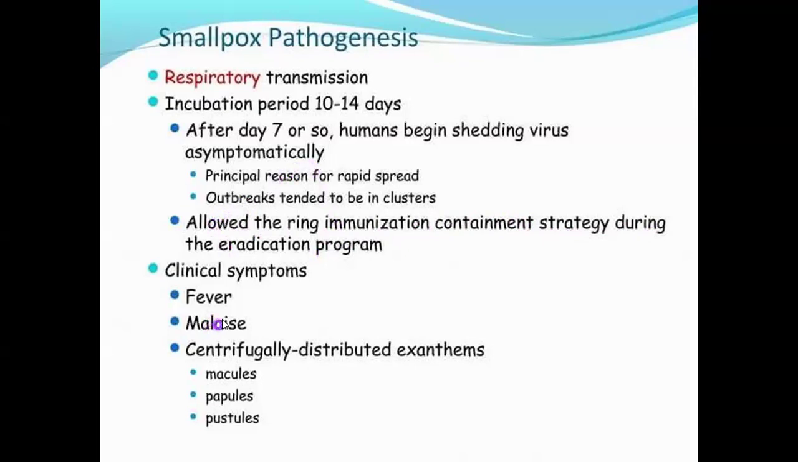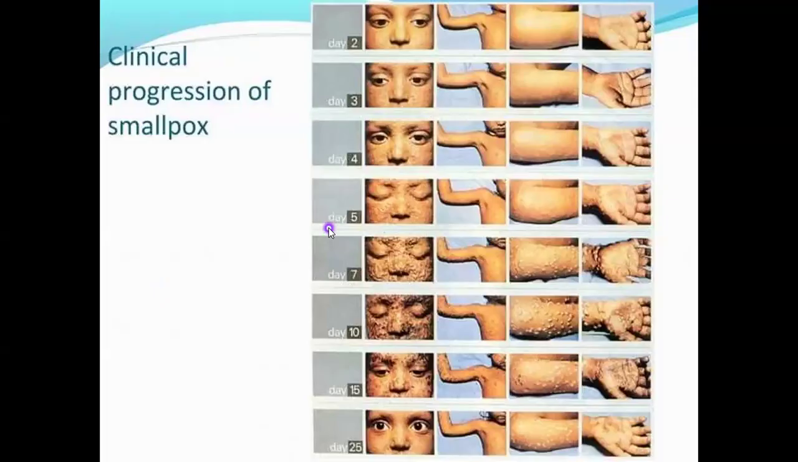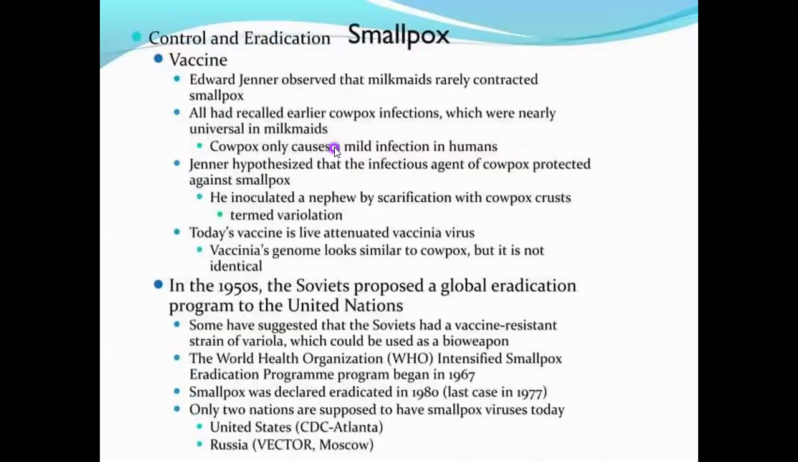So for clinical symptoms, we have fever, malaise, and then distributed exanthems, which are the macules, papules, and the pustules, as I had mentioned. So here they are. Then we come here to control and eradication.